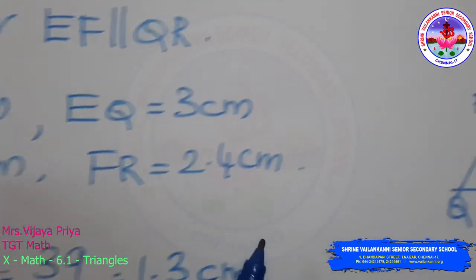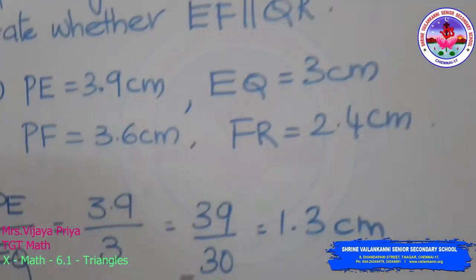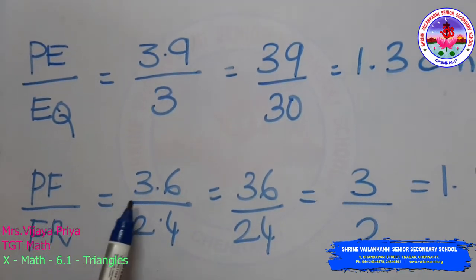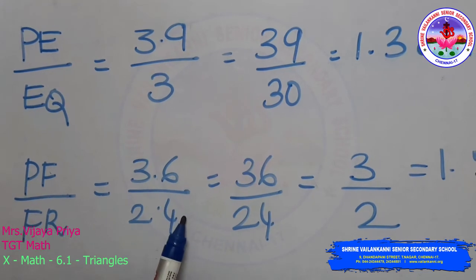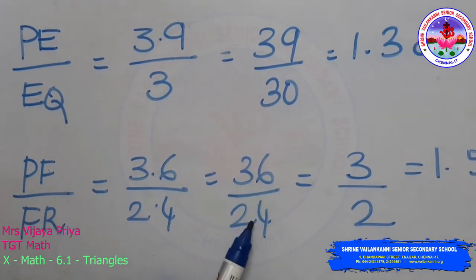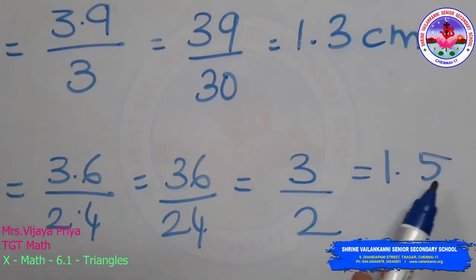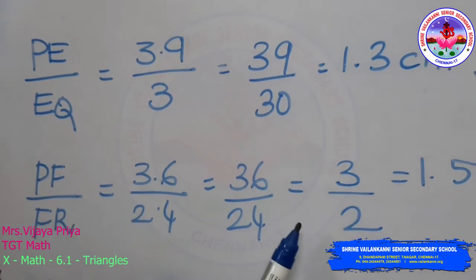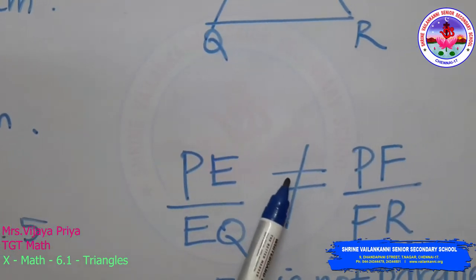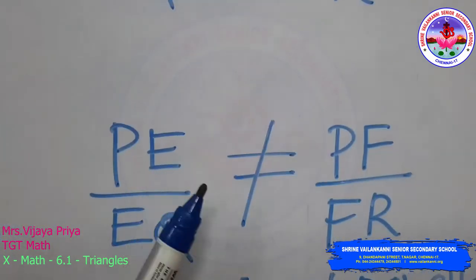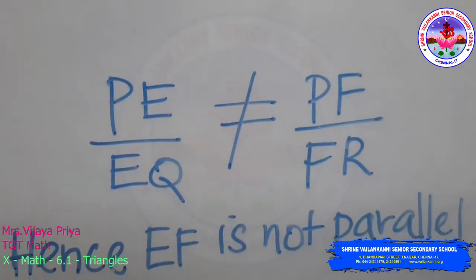Going to the other side, we need to find PF by FR. So PF by FR is equal to, PF is 3.6, FR is 2.4. Multiplying and dividing by 10 here, I will get 36 by 24, which is equal to 3 by 2, which is equal to 1.5. So we find that the sides are not in the same ratio. So PE by EQ is not equal to PF by FR. That is, if the sides are not in the same ratio, your EF line will not be parallel to QR.